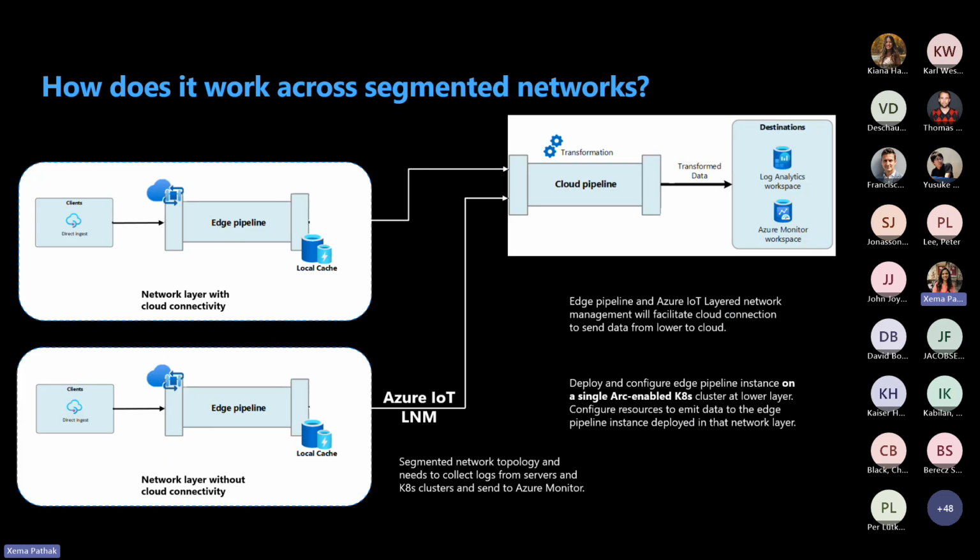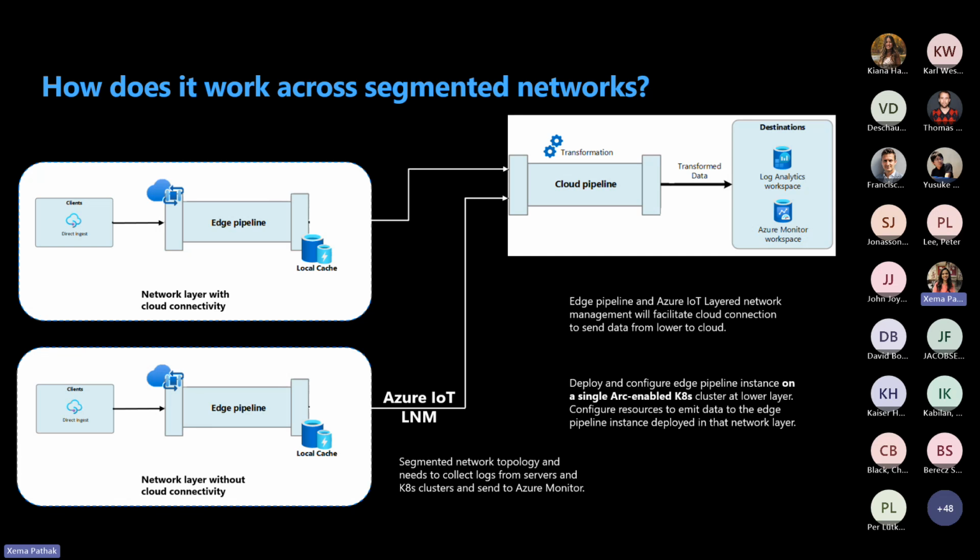Segmented networks are typically the ISA95 Purdue network model. As you can see, the two layers are separated by a firewall. So basically these two layers do not talk to each other. And the lower layer networks do not have direct line of sight to cloud. Only the topmost layer has direct cloud connectivity. Here I've just taken an example of a two-layer network, but essentially it's like four or five layers for a segmented network.